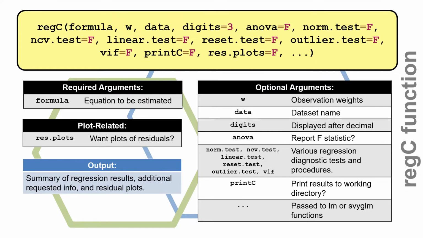With regC, you have options to specify observation weights, the dataset name, the number of digits you want to see after decimal points, and whether you want to print your results to an HTML file in your working directory. The regC function's optional arguments, named norm.test, ncv.test, linear.test, res.plots, outlier.test, and VIF, implement various regression diagnostic tests and procedures. To learn how to analyze regression residuals with the regC function, let's work through some examples.